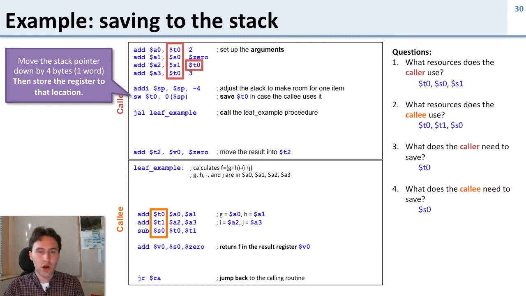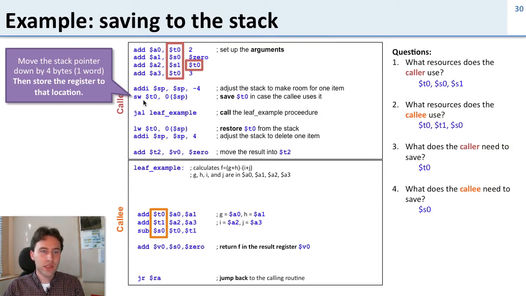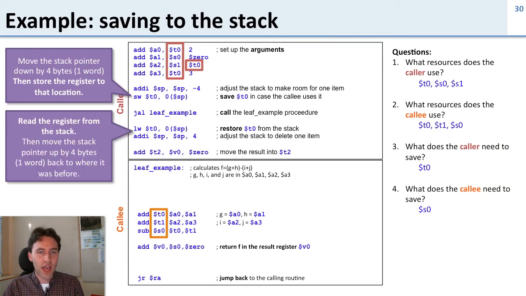Then we go ahead and call our procedure. Here we have the call to the leaf function. When we're done with that, we need to restore it. And not surprisingly, we're going to do load word from the stack pointer. So this is going to say, take the data I wrote to the stack pointer, read it back in and put it in T0, and then I'm going to add 4 to the stack pointer. I'm going to put the stack pointer back where it was. So after I make my call, I'm going to read the registers I stored onto the stack back. Then I'm going to move the stack pointer back to where it was before.